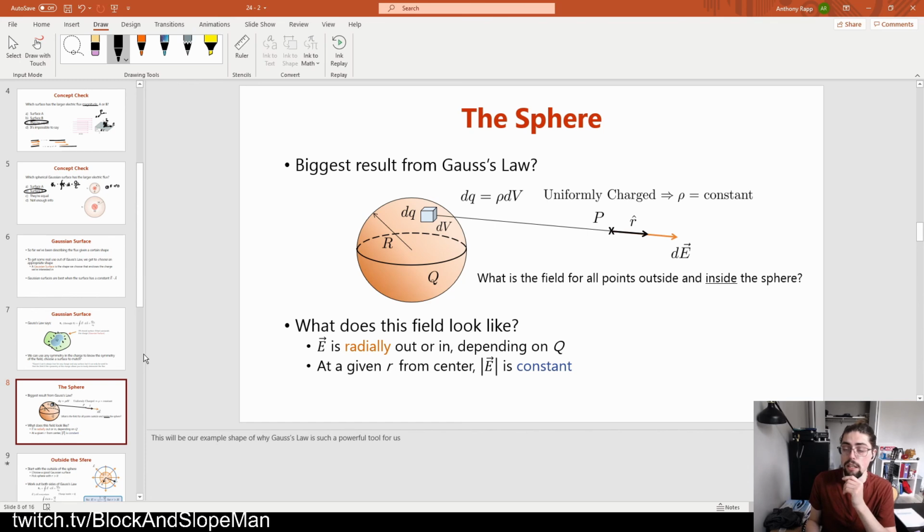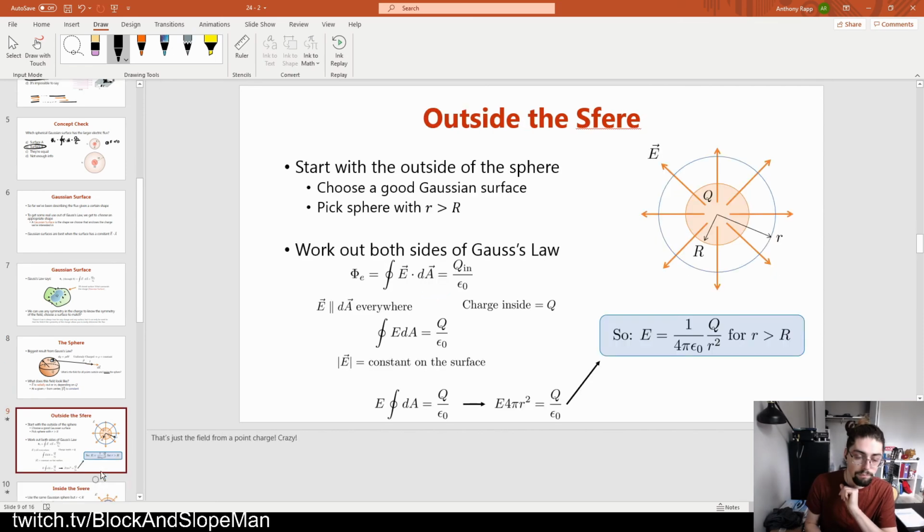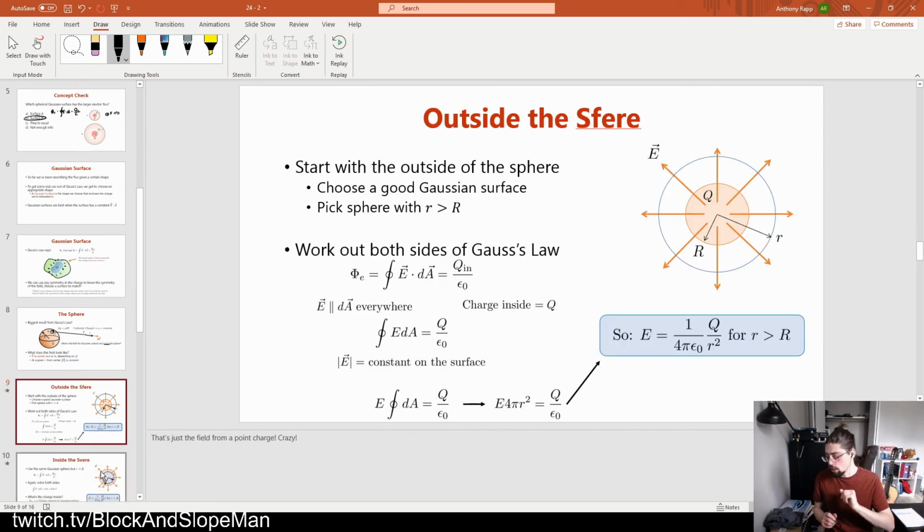But let's take these two ideas: that the electric field is radially away from my sphere, and the magnitude of the electric field is going to be the same no matter where I'm at around the circle, as long as I have the same radius. Those two points. Okay, so let's look outside the sphere first. I'm going to draw a Gaussian surface that matches the symmetry of my object. If I have a sphere, I'm going to draw a Gaussian sphere. That makes sense. That matches the symmetry.